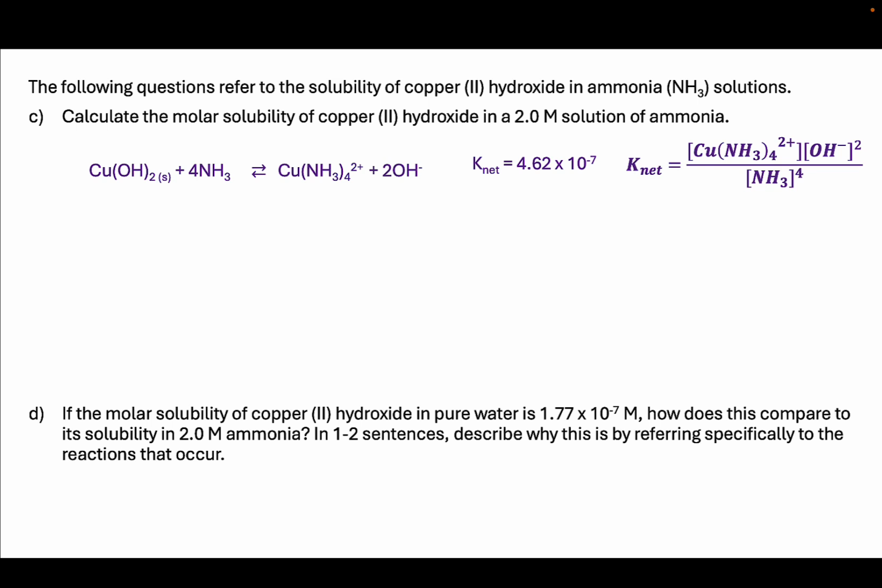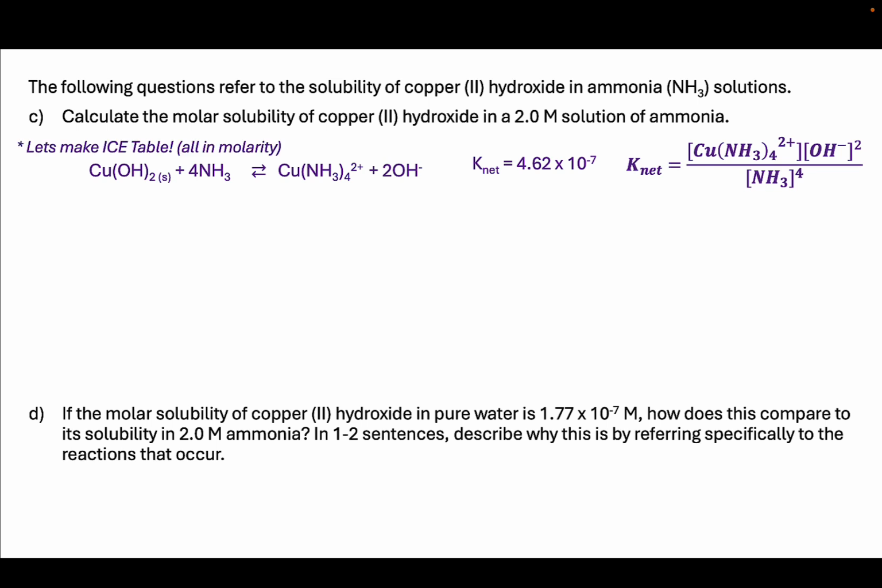So here's our reaction, here's the equilibrium expression, and here's the actual value of our K net. And again, once we're here, we're just setting up a nice table like we've done many times before. We want to be mindful of the stoichiometry and what happens as we have a change to equilibrium, but we have our K expression and we have our K value, so we'll be able to solve.